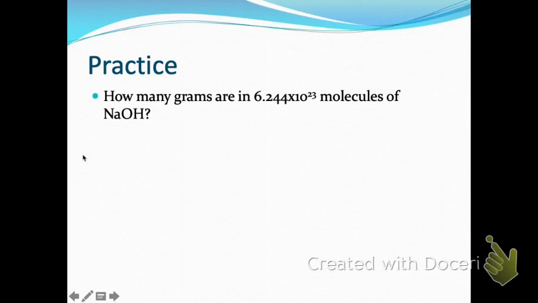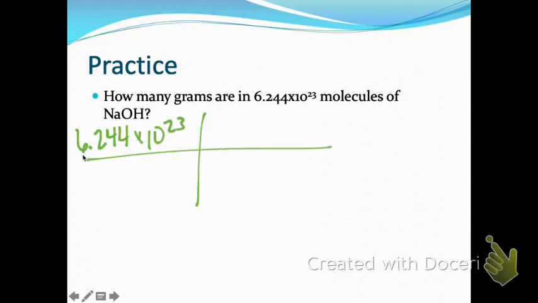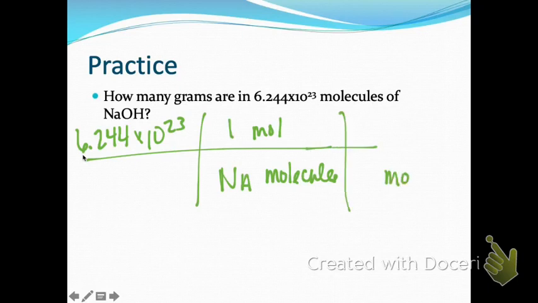Okay, here we go. 6.244 times 10 to the 23rd. I'm not going to write out the units. Avogadro's number has to go on the bottom because I know molecules needs to be canceled. Moles goes here. It always gets the 1. I still need to cancel moles. It gets the 1. Sodium hydroxide weighs 40 grams, I think. So if I go... 41.47.